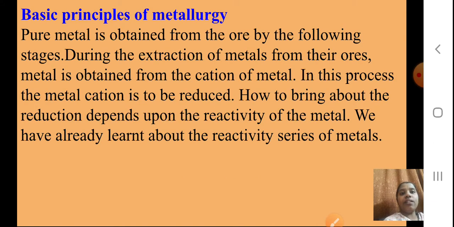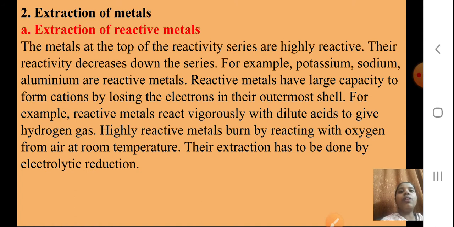Basic principles of metallurgy. Pure metal is obtained from the ore by different stages that we have to follow. During the extraction of metal from their ores, metal is obtained from the cation of the metal. In this process, a metal cation is to be reduced. How to bring about the reduction depends upon the reactivity of the metal, means how reactive that metal is. We have already learnt about the reactivity series of metals, in 9th standard also you have studied. So we'll proceed now.